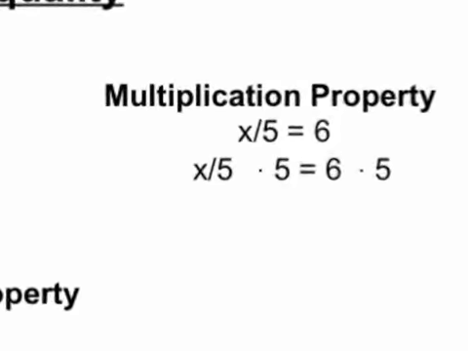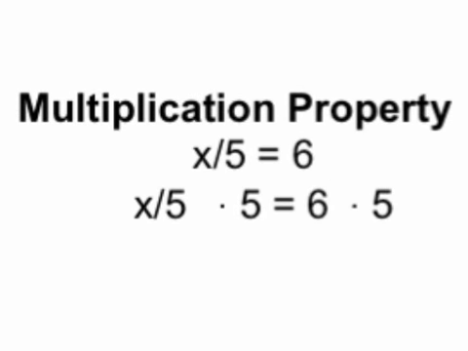Next, let's look at the multiplication property of equality. This property tells us that multiplying both sides of the equation by the same number will not change the result. In the equation x divided by 5 equals 6, we multiply both sides by 5 to get x equals 30.